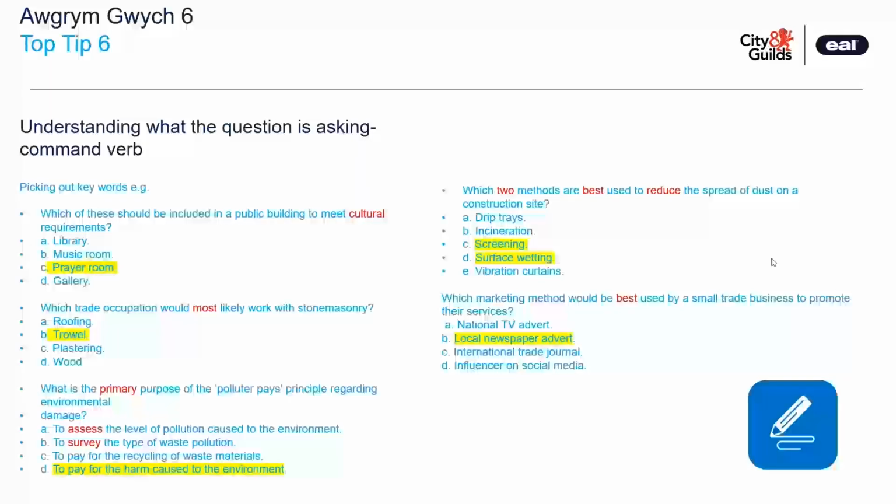Question 3. The word primary in this question is key to that learner understanding the question. In other words, primary meaning is the most important, major or main purpose of that particular thing. Other 2 key words in this question are assess and survey. Now, learners must know the meanings of those in order to choose the right answer.